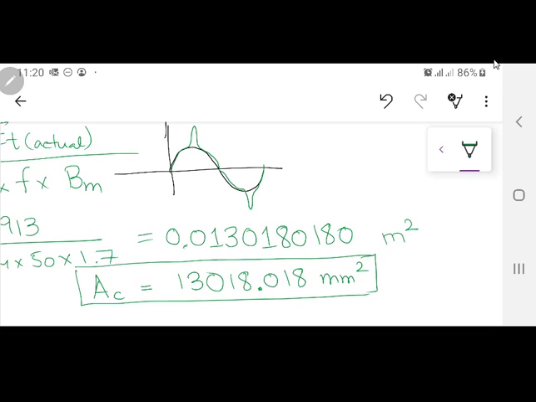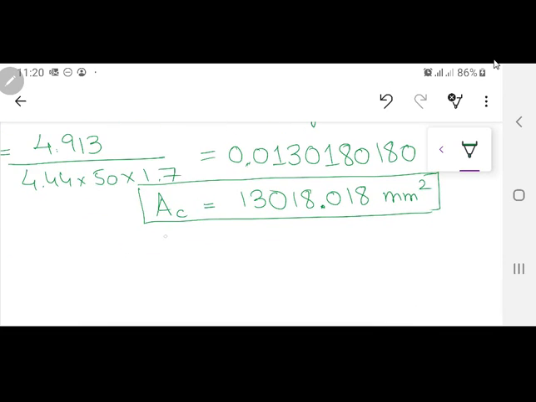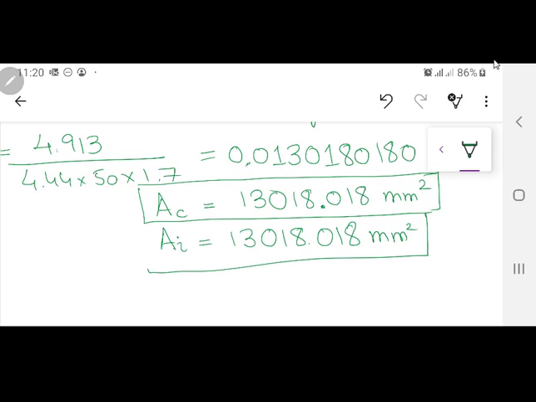Now this is the core area, and this is the iron area that I require: 13018.018 millimeter square. मुझे इतना आयरन चाहिए जिसके अंदर मेरी फ्लक्स डेंसिटी 1.7 टेस्ला होगी, और इसके ऊपर मैंने वाइंडिंग करनी. Now the first case, very important.